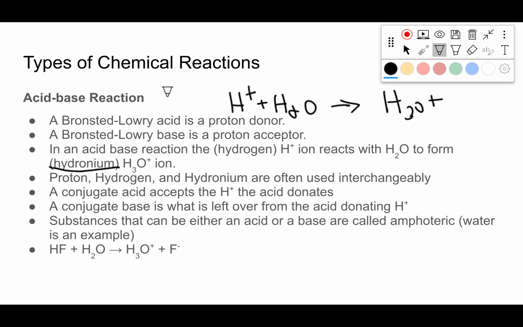So these two up here are going to be my reactants. So I'm going to have the Bronsted-Lowry acid and base. These two down here are going to be on the product side of the reaction. The thing that accepts the hydrogen that the acid donated is the conjugate acid. The thing that is left over after the acid donates the hydrogen is called the conjugate base.